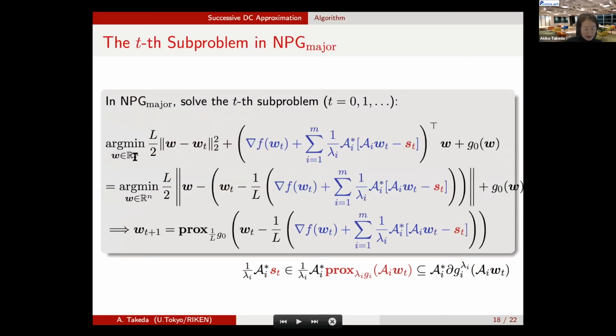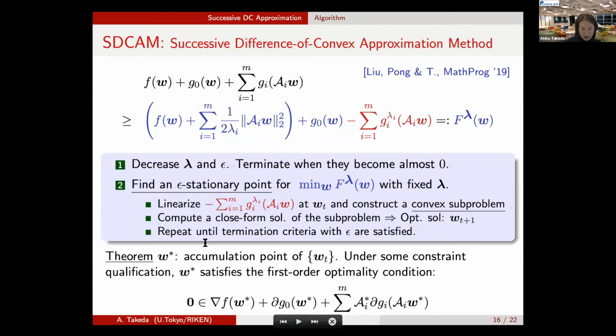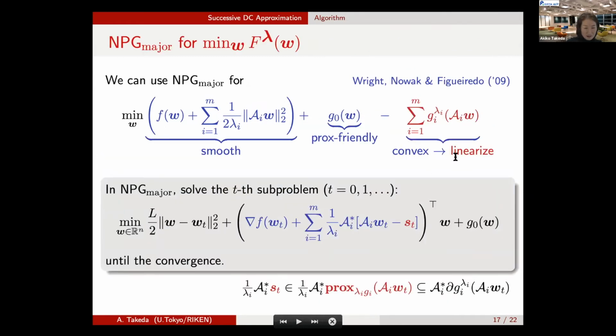But this problem is equivalently represented like this. And this blue part, this parenthesis, is already a constant vector. And the prox operator is applied to the fixed vector to get the next point. So we repeat this procedure in the inner loop until convergence. And after that, lambda and epsilon are changed. So we repeat this procedure until lambda and epsilon become almost 0. So this is the approach we took.